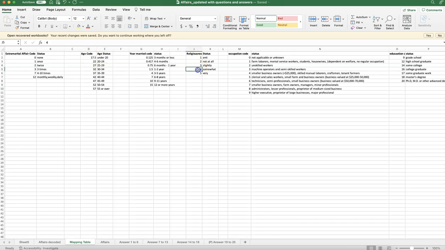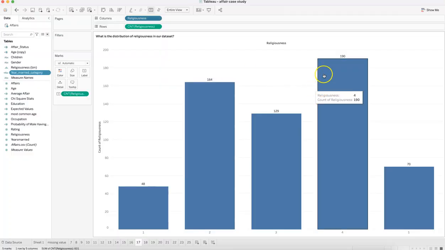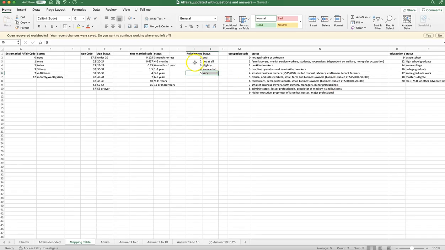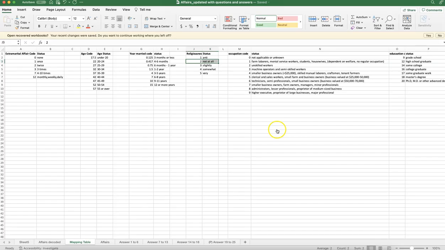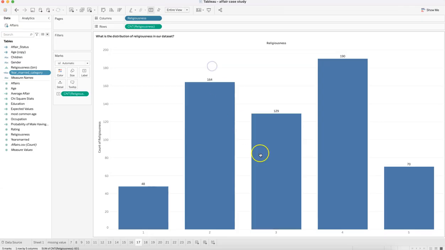Religiousness 4 is somewhat religious, and 5 is very religious. Somewhat religious is the highest representation. Not at all, level 2, is the second highest. Third is slightly. So slightly or somewhat is pretty much a hairline difference from not at all, the anti-religion group, and very religious. That shows the kind of population we are dealing with in the data set we have.